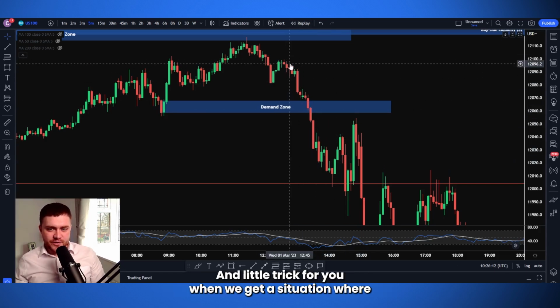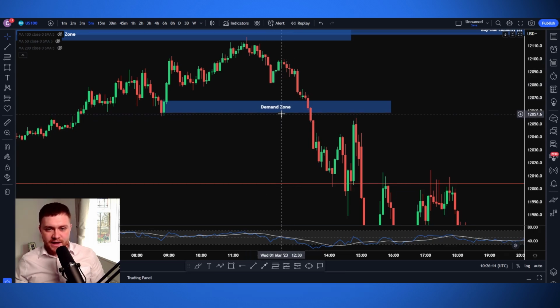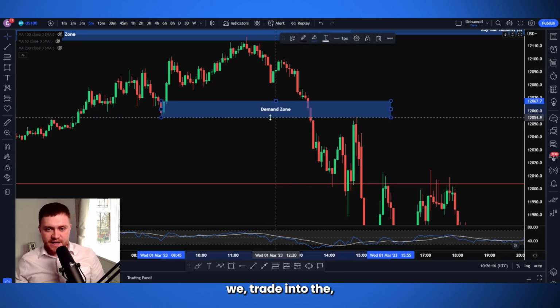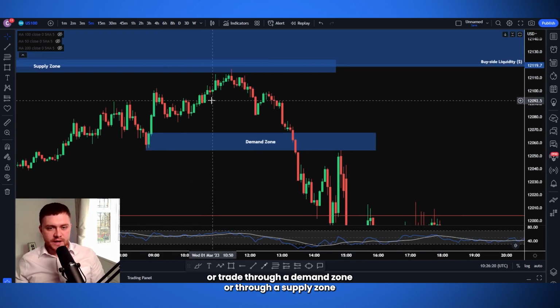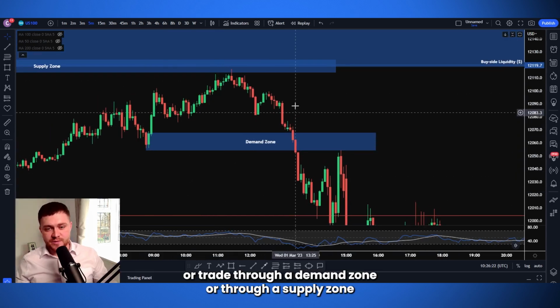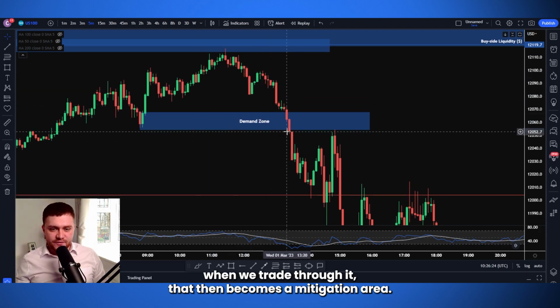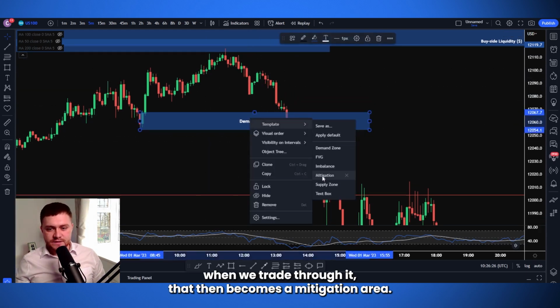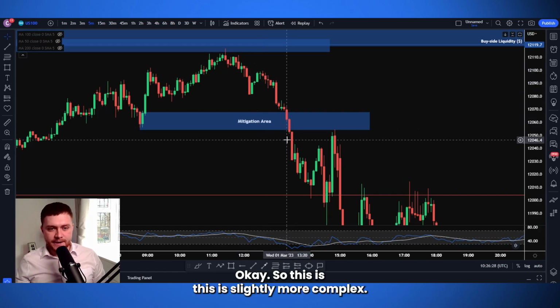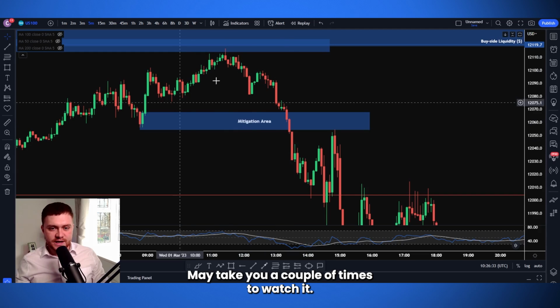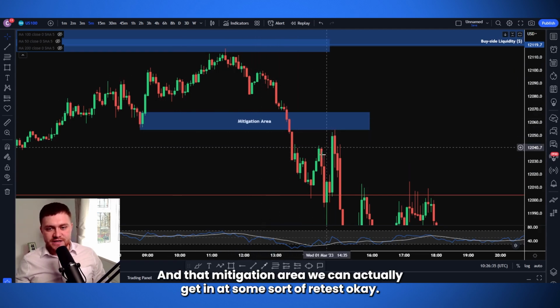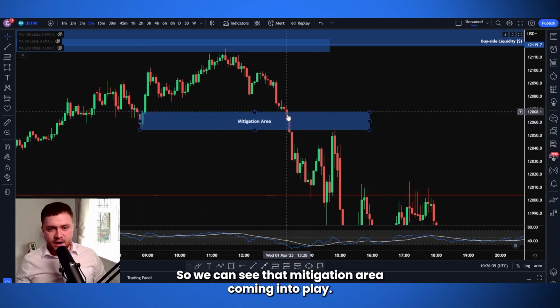And the little trick for you, when we get a situation where we trade into a demand zone, or trade through a demand zone or a supply zone, when we trade through it, that then becomes a mitigation area. Okay, so this is slightly more complex. It may take you a couple of times to watch it, and that mitigation area we can actually get in at some sort of retest. So we can see that mitigation area coming into play.